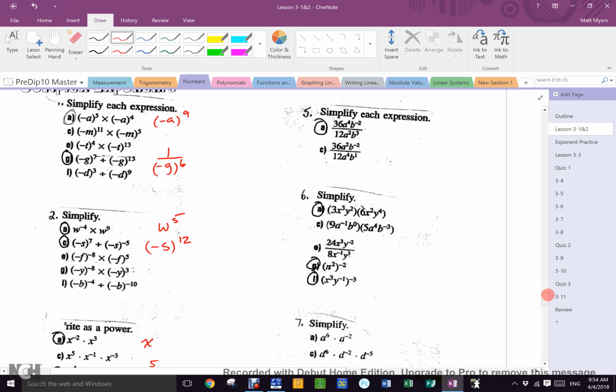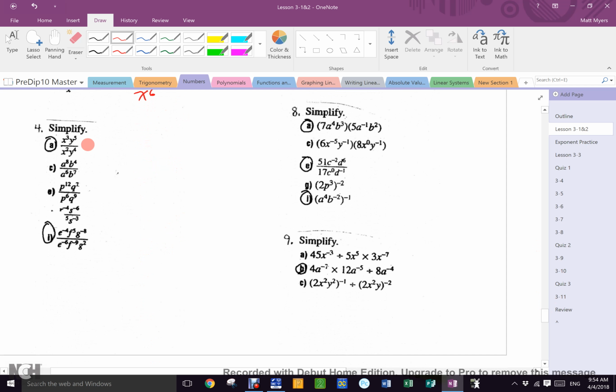Daniel. Uh-oh. 5. Sucks when you get the first of the hard ones. What about 4? We didn't go 4. What are you talking about? Oh, we did it. 4A. Daniel. X, Y. Absolutely right. 4I. Harry. E squared F to the 14th over G to the 10th. Nice!